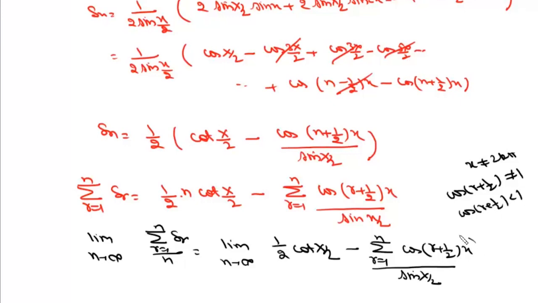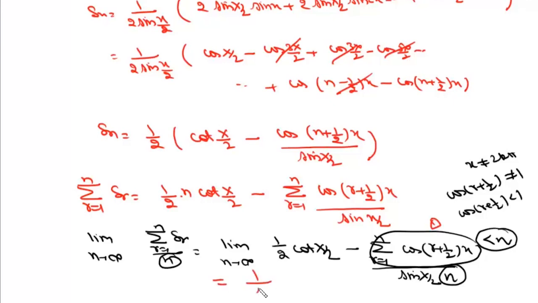That means this cos (r plus 1) by 2 x is less than 1. So this summation, here we'll also have this n. This summation will be less than n, and in the denominator we have n. So value of this limit when n tends to infinity will be 0. So answer to this question will be simply 1 by 2 cot x by 2.